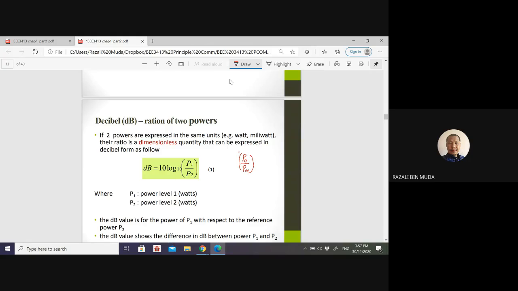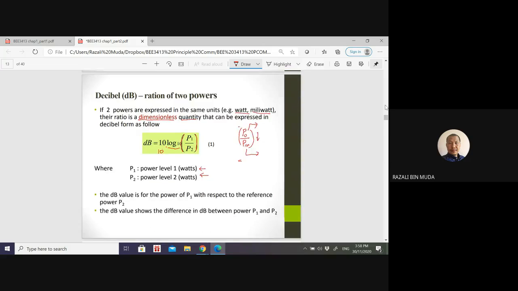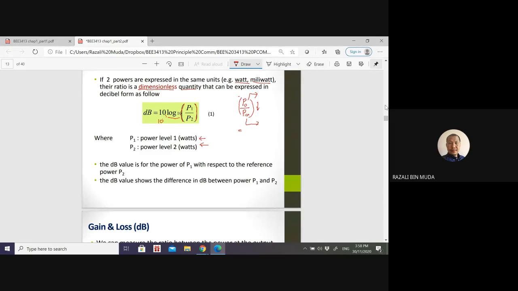If two powers are expressed in the same unit, either watt, milliwatt, or whatever, you just take the ratio of these two numbers and get a dimensionless quantity. Watt over watt becomes one ratio. Then take log base 10 and multiply by 10. So 10 log of the ratio of the power, in the same unit. P1 is power 1, P2 is power 2, both in watts. So dB is 10 log base 10 of the power ratio.